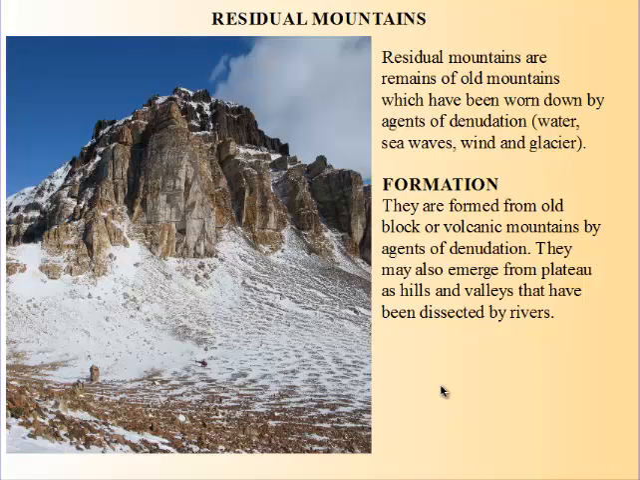Today we're going to look at residual mountains. Residual mountains are also known as mountains of denudation. They are remains of old mountains which have been worn down by agents of denudation. And agents of denudation include water, sea waves, wind, and glacier or ice. When we talk about denudation, it is the wearing down of rocks by its agents.